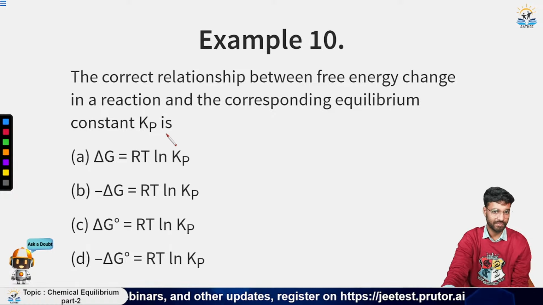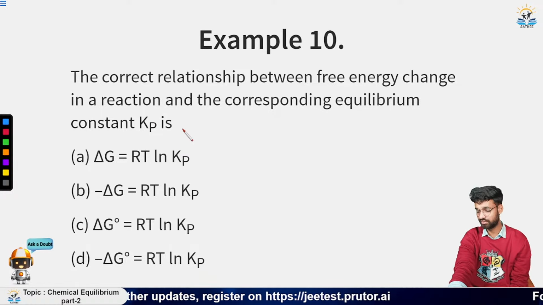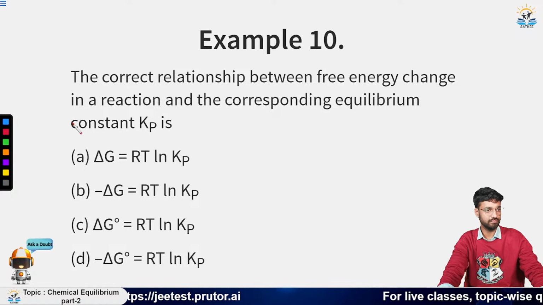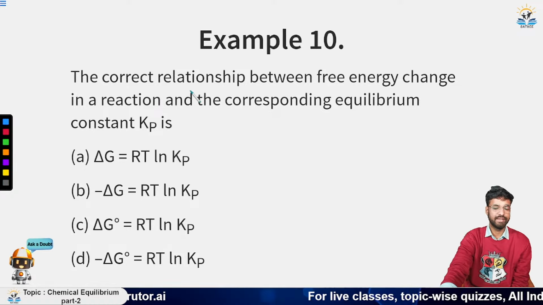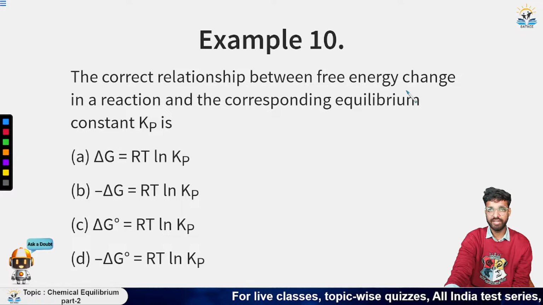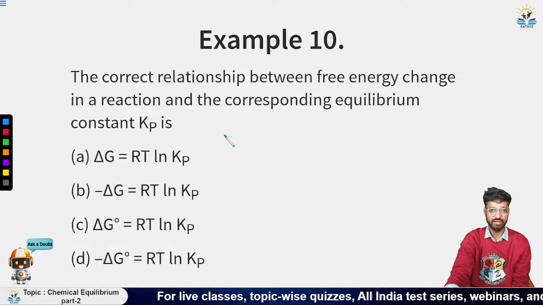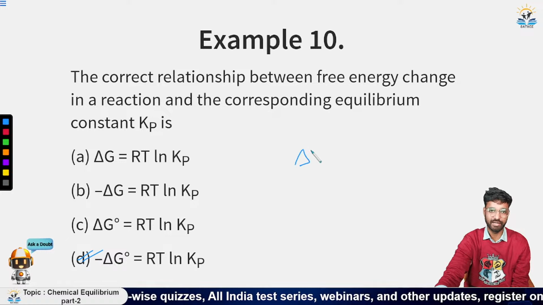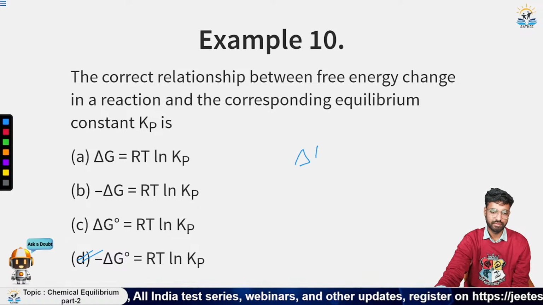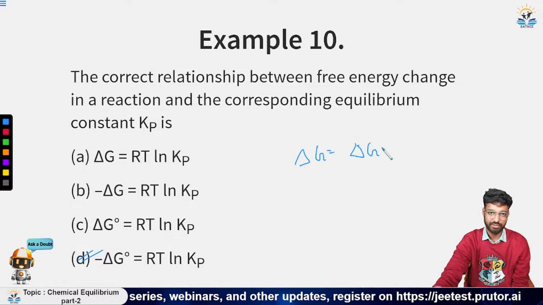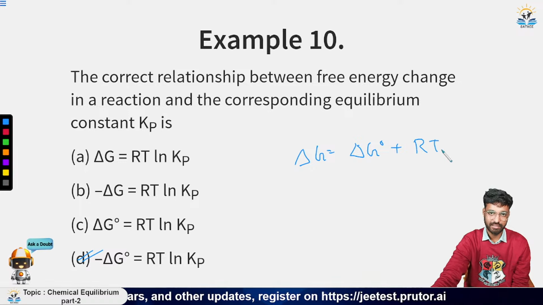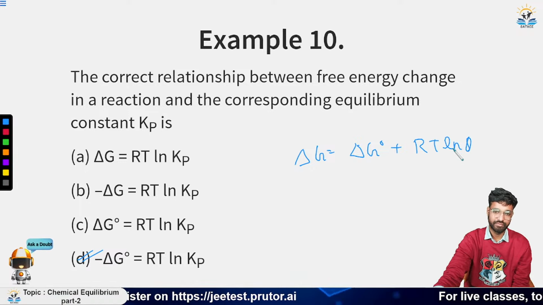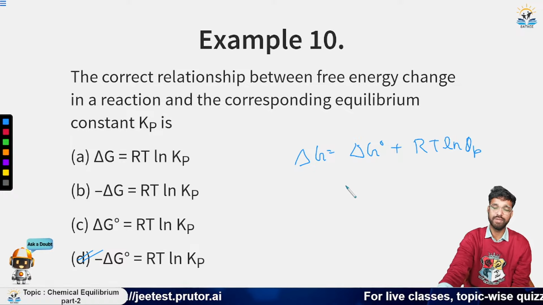This is the last question I am doing. After that, I will show you some questions and you just have to attempt them by yourself. It says the correct relationship between free energy change in a reaction and the corresponding equilibrium constant is this. We know it very well. We have seen that delta G is equal to delta G naught plus RT ln Q. If we are using pressure, then it will be QP.